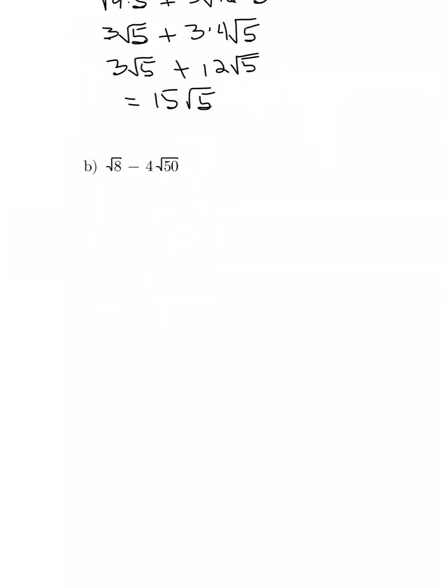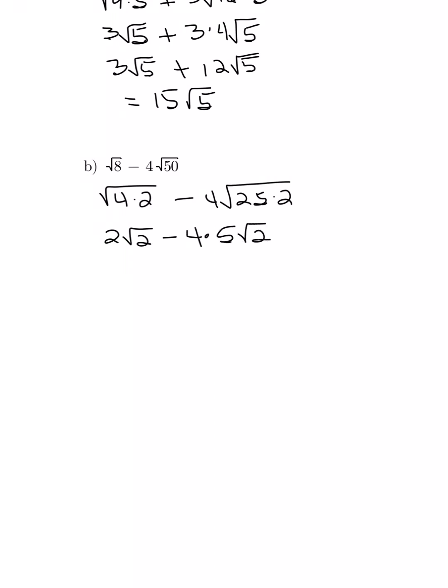On B, we have the square root of 8 minus 4 square root of 50. We're going to break the square root of 8 into the square root of 4 times 2 minus, keep that 4 on front. How can we break down 50 with a square? 50 is 25 times 2. The first radical becomes 2 square root of 2 minus 4 times 5 square root of 2.